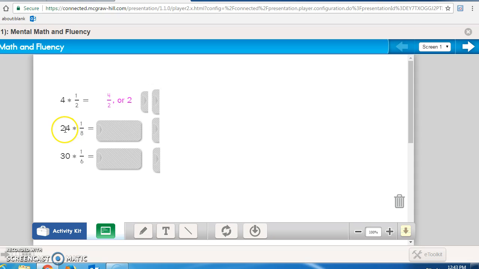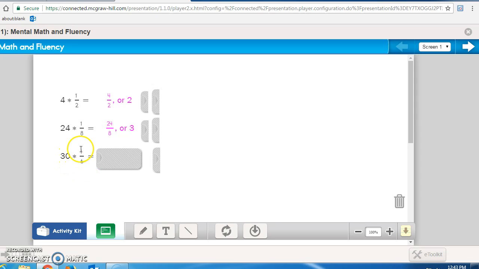So again, 24 times 1/8. Well, 24 times 1 is 24. My denominator stays the same, so 24/8. But again, 24 divided by 8 equals 3. So you could have the fraction for your answer, or if the problem would be asking you to write it as a whole number, I just showed you once again how to figure out what that whole number is.